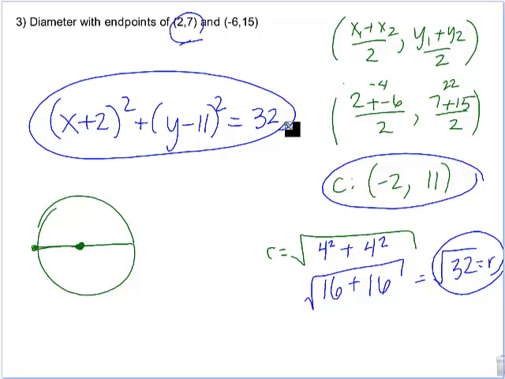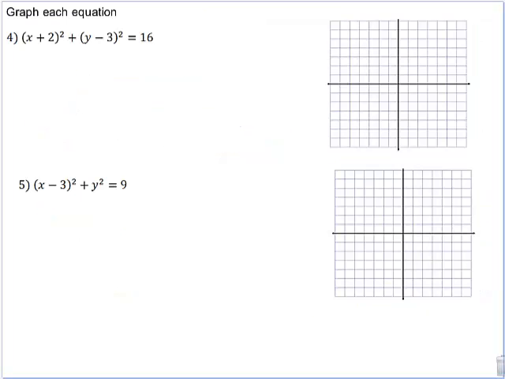All right, we're going to do two more, and this time we're going to graph these. To graph them, you look at the equation and you decide what the center and the radius is, and then you make the circle. So, x plus 2 squared plus y minus 3 squared is equal to 16. Where would the center be here? Negative 2, positive 3, and what would the radius be? 4.